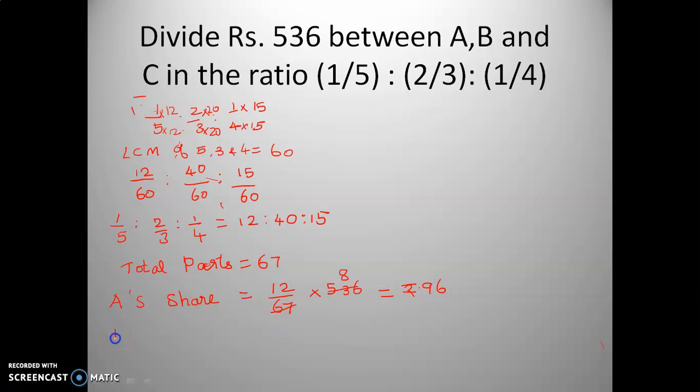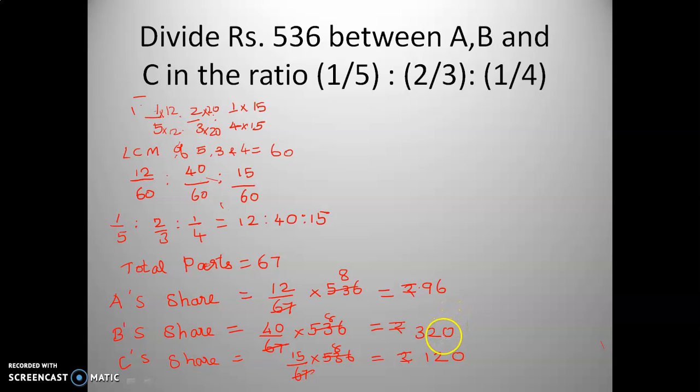Similarly, you have to find B's share. Shall we do it little faster now? How much part does B get? 40 parts. Again 536. If I cancel it, it is 8. 4 8s are 32. So rupees 320 is B's share. What is C's share? You have to write the fraction. 15 divided by 67 into 536. Again 8. 15 into 8 is rupees 120. Hope it is clear.